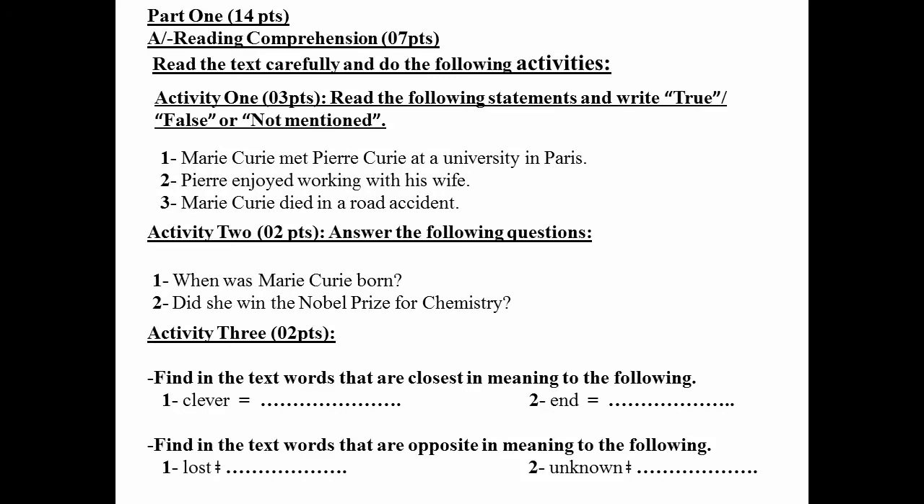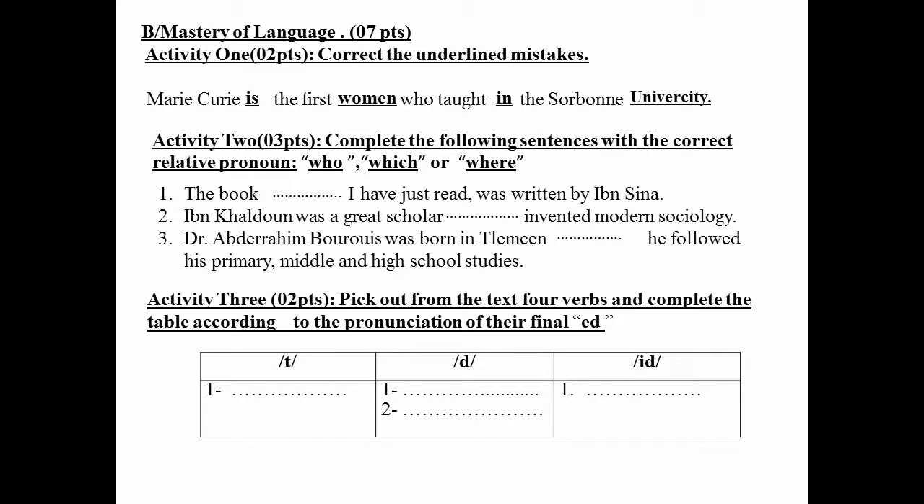We'll move to section 2, which is mastery of language. 7 points. Activity 1, 2 points. Correct the underlined mistakes. Here are 4 mistakes, so you are going to correct them. Marie Curie is the first woman who taught in the Sorbonne University. So the mistakes are, is, women, in, and university. So you have to find the correct correction.